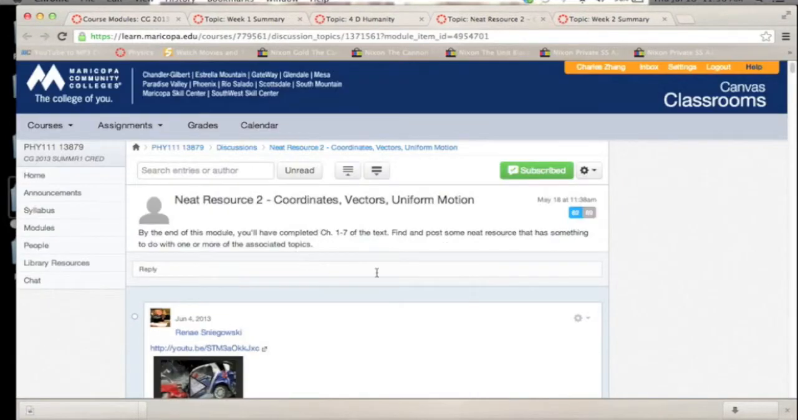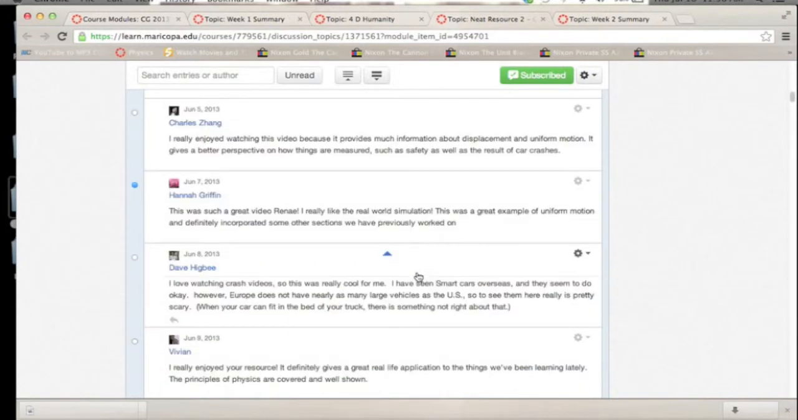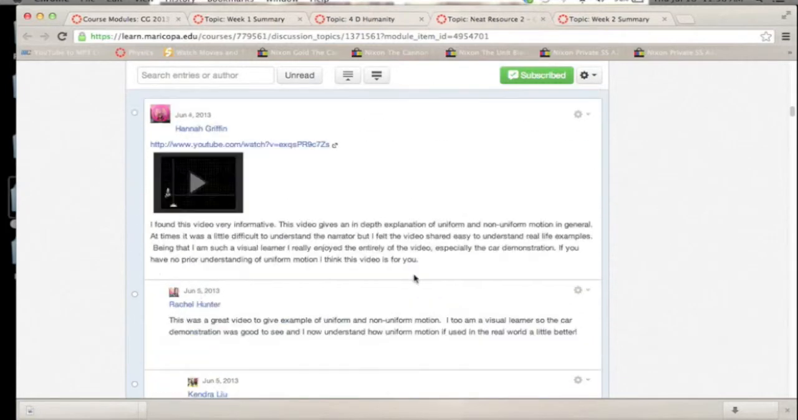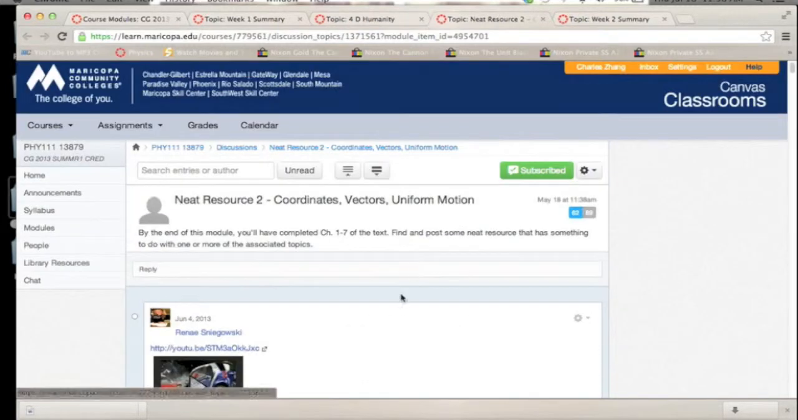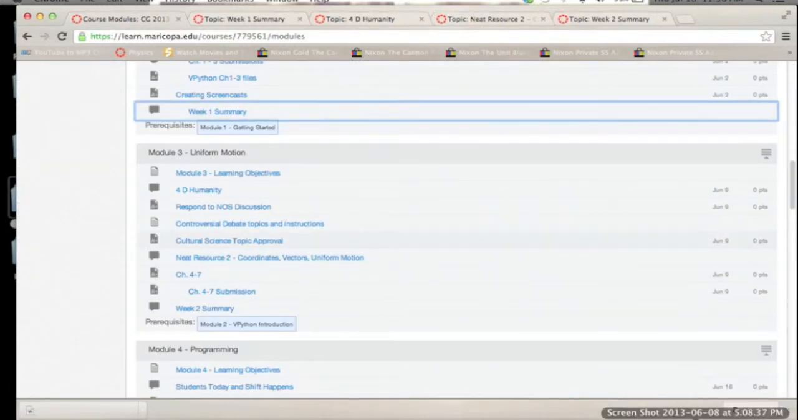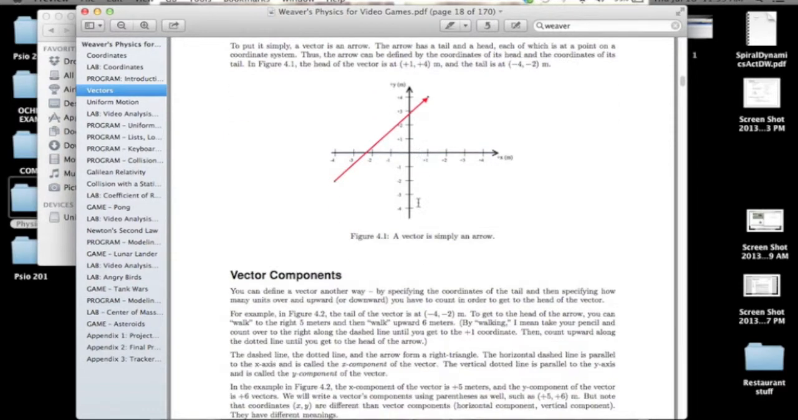This is about coordinates, vectors, and uniform motion. We found a video, and I found a video, and I posted it up. It gave an explanation of displacement and uniform motion, and how that's related to car crashes, for instance. Then we go into chapters 4 through 7, and this was pretty interesting. We got to learn about vectors and a coordinate system based on vectors.